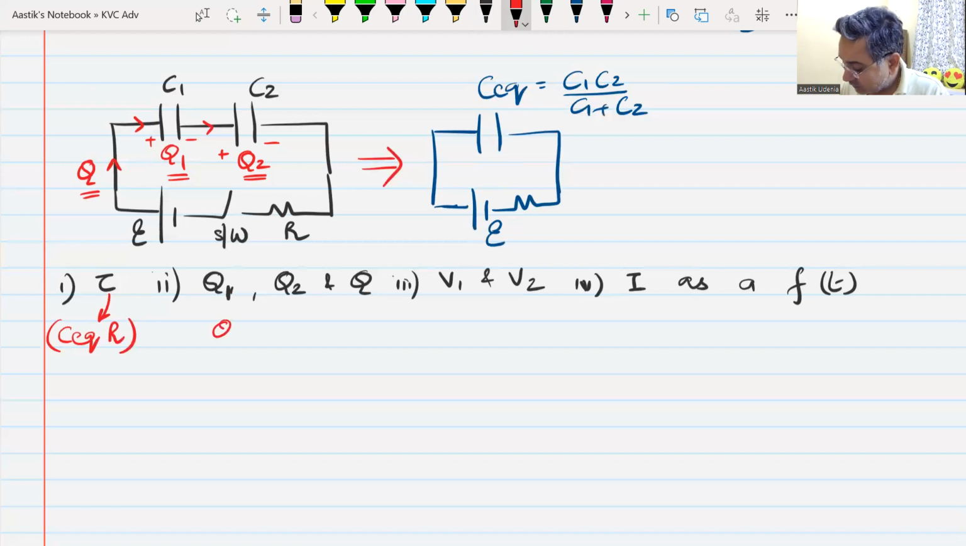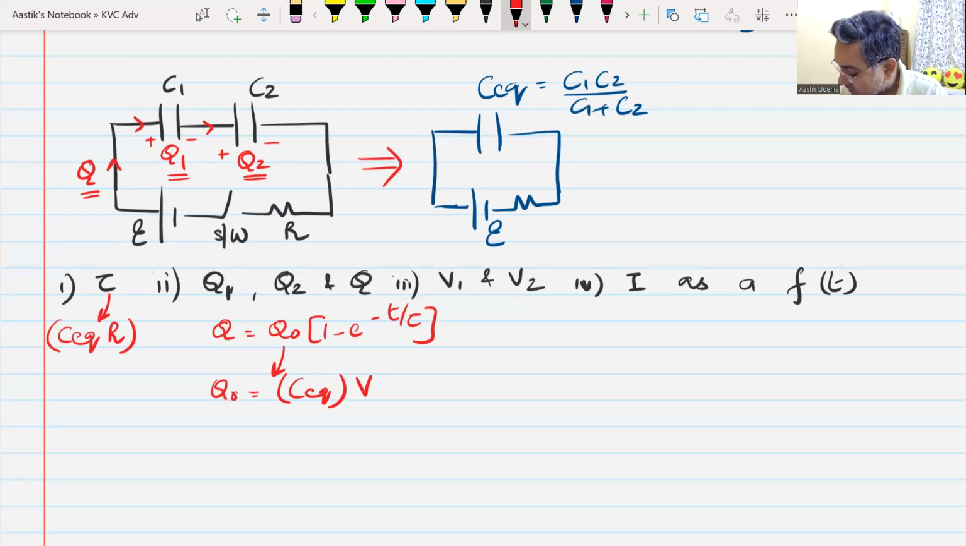Yes, sir. This will be equal to Q naught into 1 minus e raised to the power minus t by tau. Do we understand this? This Q naught will be equal to C equivalent, both the charges will be same, into V. It's not V here, it's E. Do we understand this? Yes, sir.